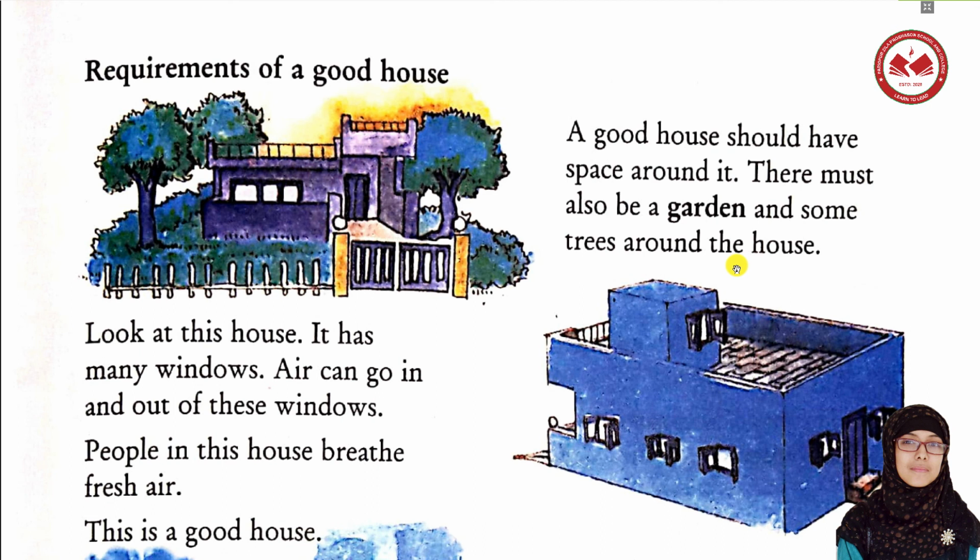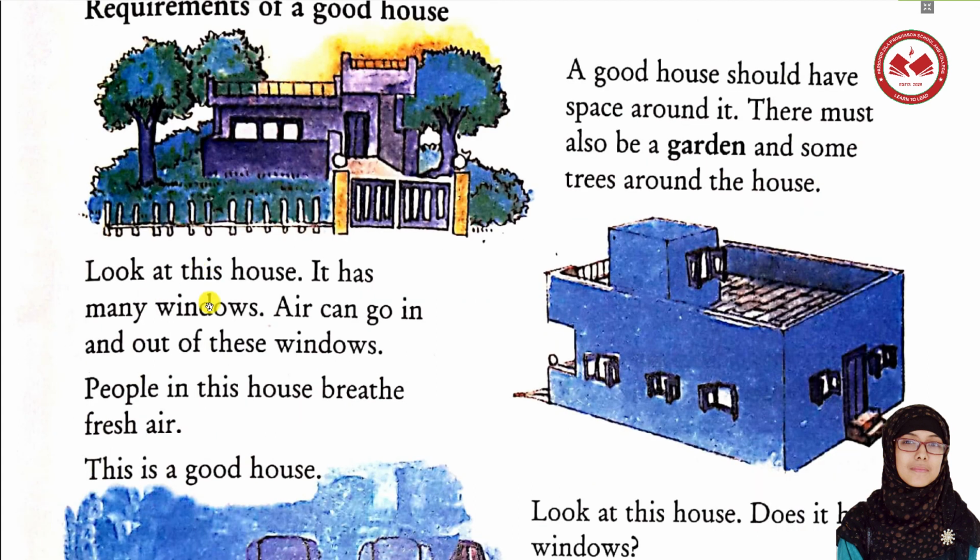Or you could say a garden near a house is a symbol of a good house. Look at this house. It has many windows. So it is telling you to look at this house.